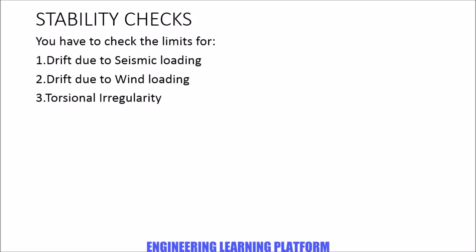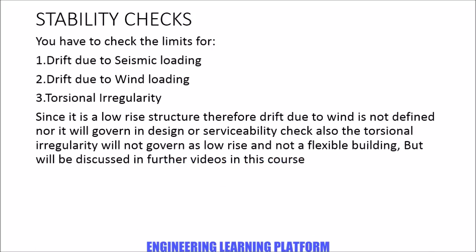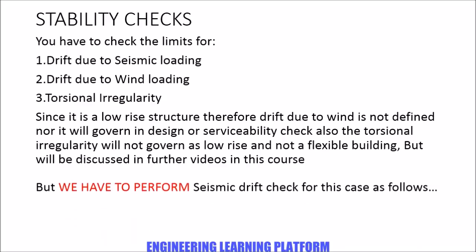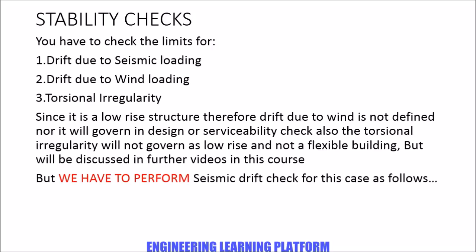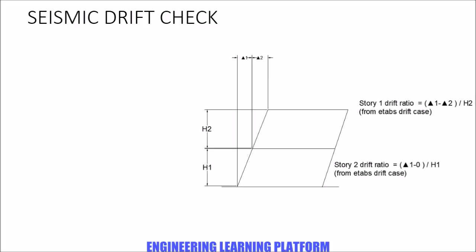You have to check the limits for drift due to seismic loading, drift due to wind loading, and torsional irregularity for design of lateral force resisting system. Since it's low rise, drift due to wind is not defined and torsional irregularity will not govern. But we have to know how these checks are applied, so for that you need to go to the channel and watch those videos. For seismic drift check, we have defined the case already.